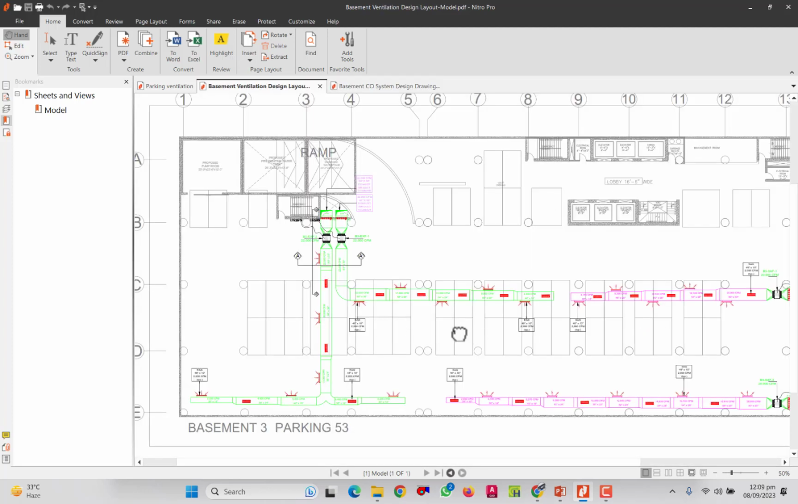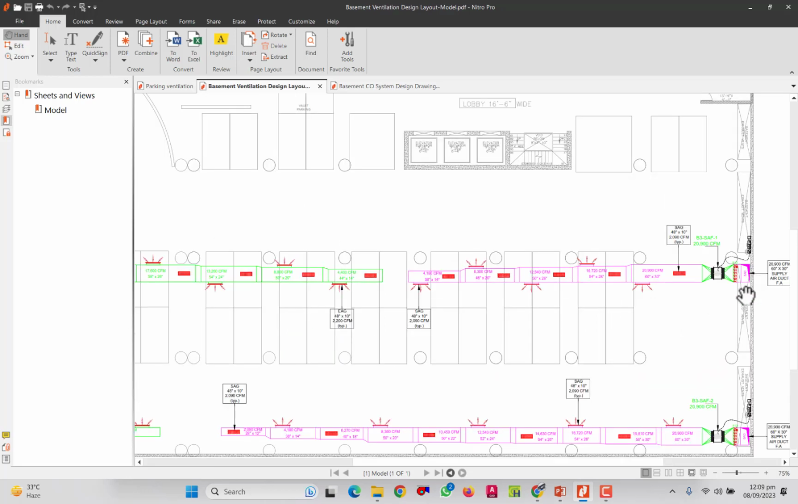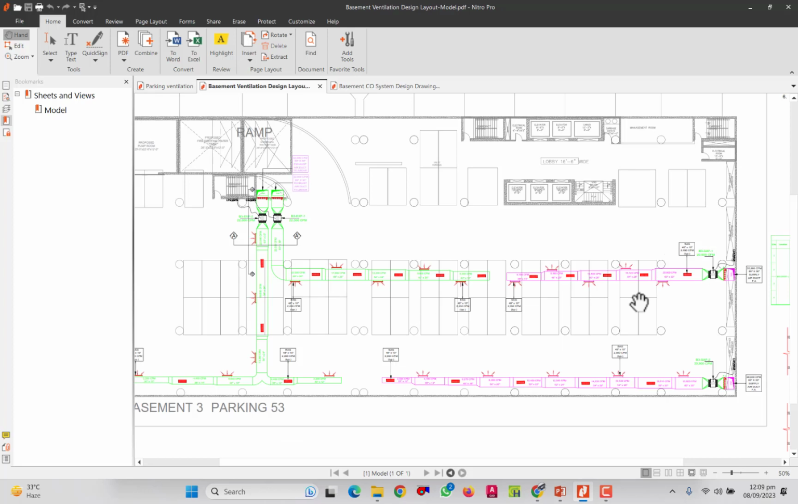And here is the layout. Nowadays we use jet fans for parking ventilation with proper CFD analysis, but here there was a cost issue, a budget issue. So we don't use jet fans. We use these ducted type units. Here is the supply fan. This is the one zone supply and exhaust. This is another zone, with its own supply and exhaust.